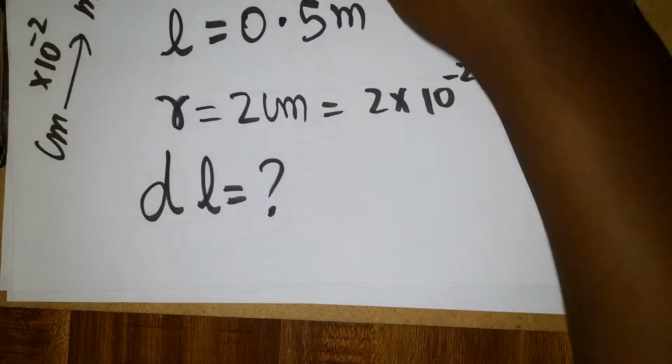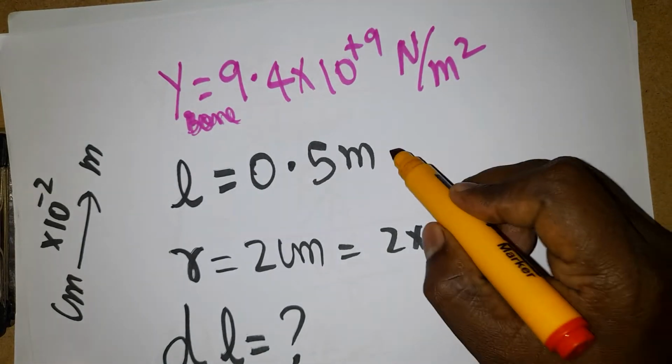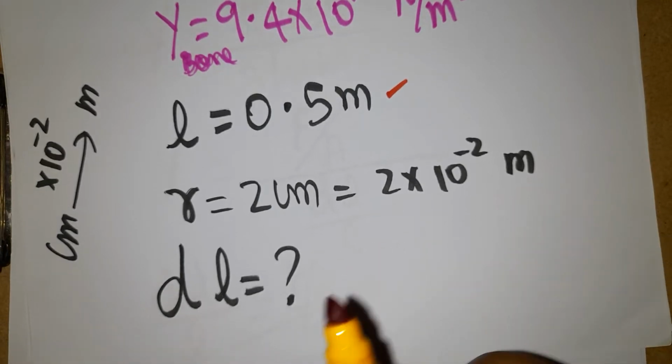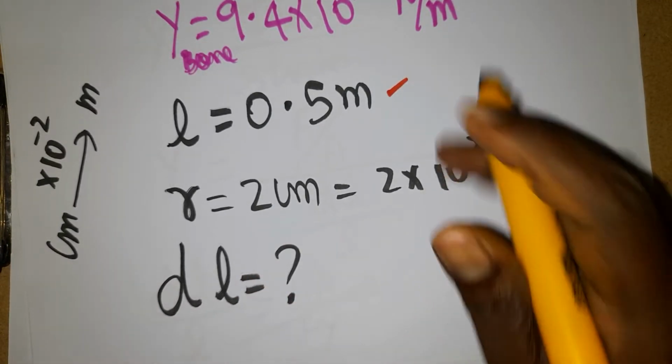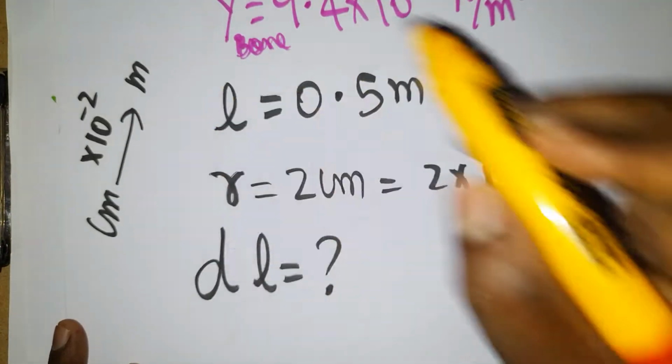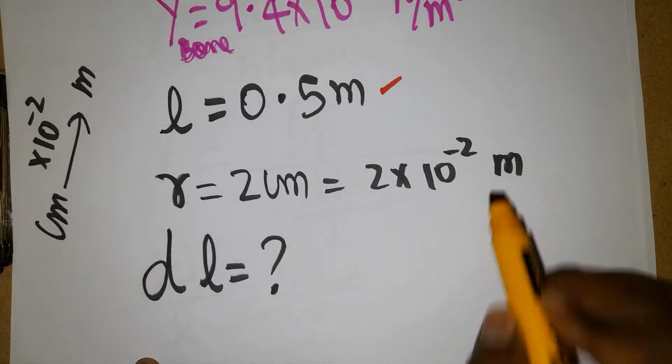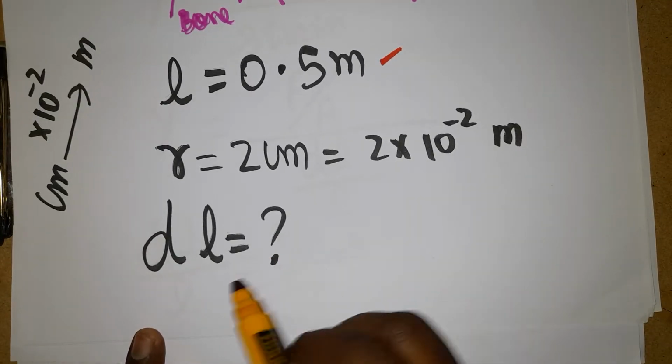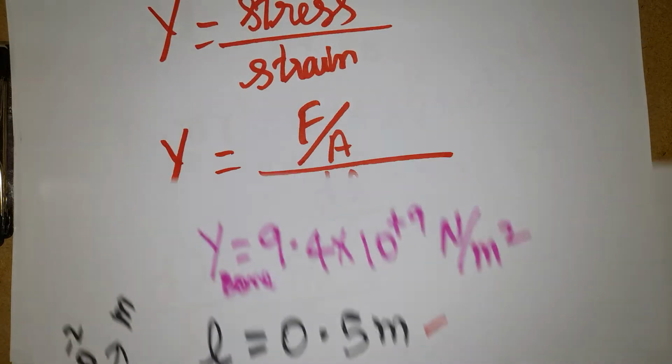Now the length of the bone is given. The effective radius of a single leg is 2 centimeter. If you want to convert centimeter to meter, you include 10 power minus 2. I just included 10 power minus 2. The changing length is the question mark.